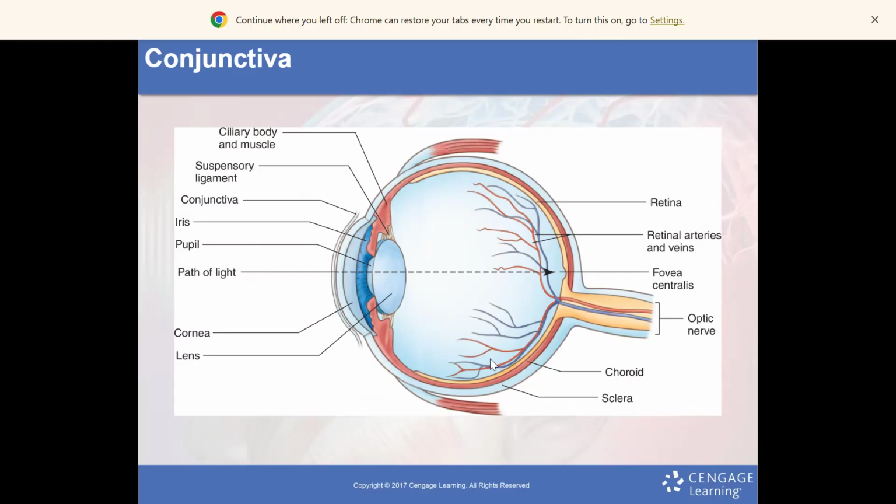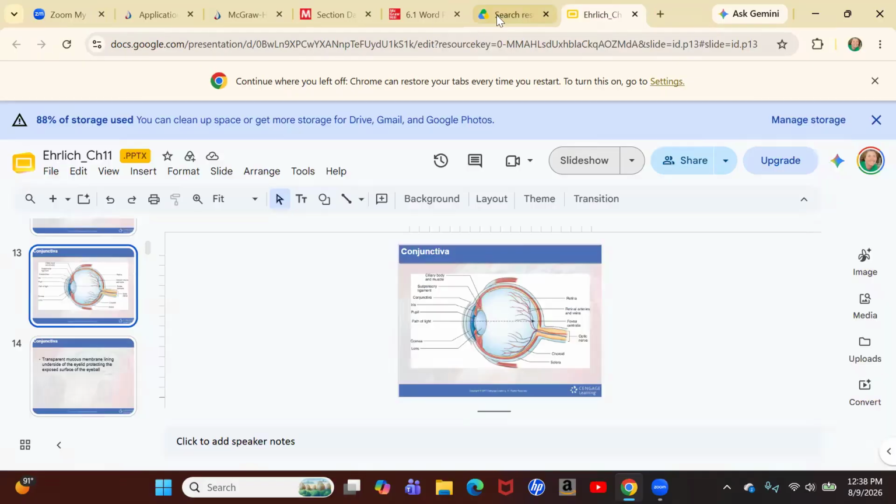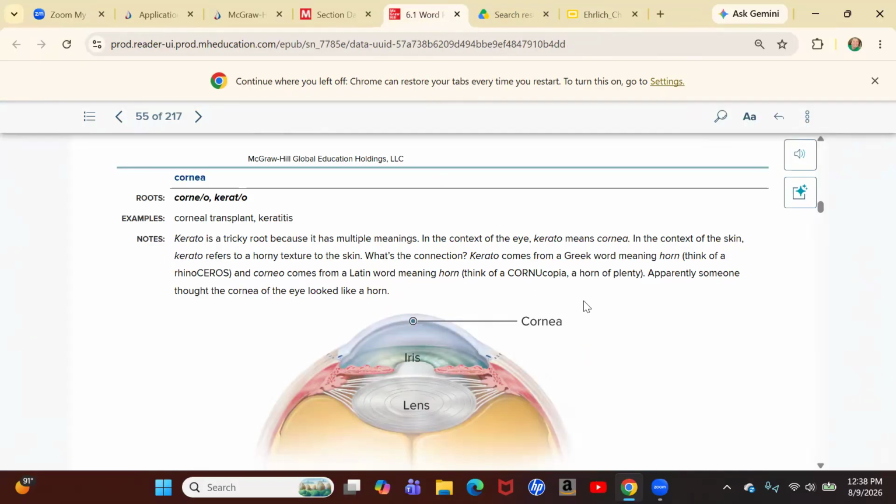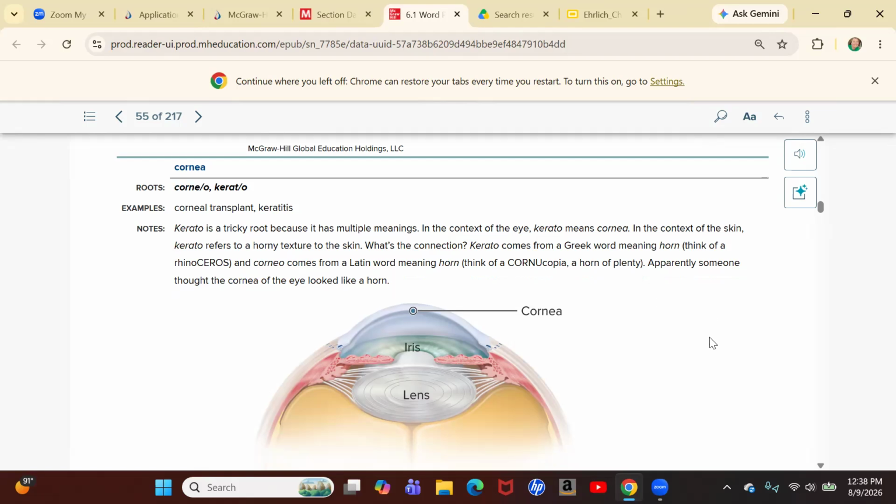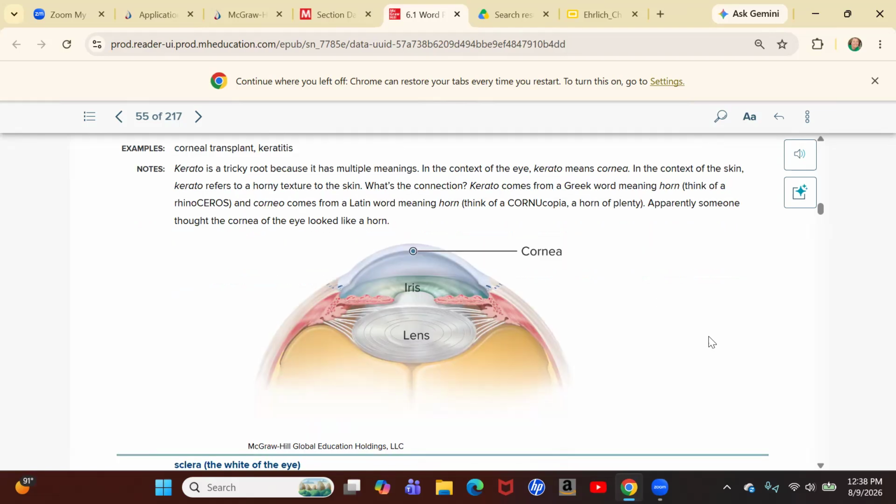You also have what's known as the choroid layer. This is the vasculature layer of the eye, where you have the blood supply to the eye and to the retina. So I wanted to go over some of that internal anatomy, so that when we look at the word parts for that, it makes a little bit more sense. And you can see some better pictures here.